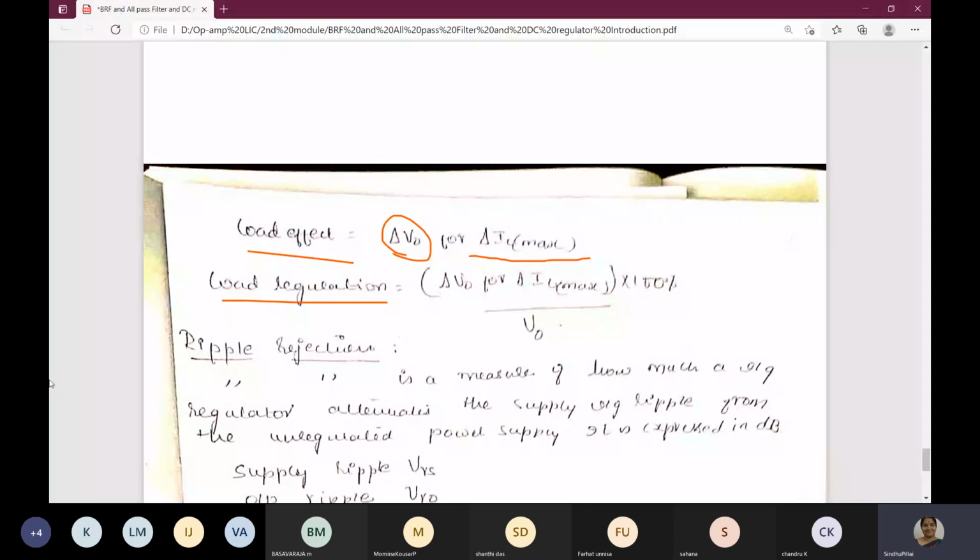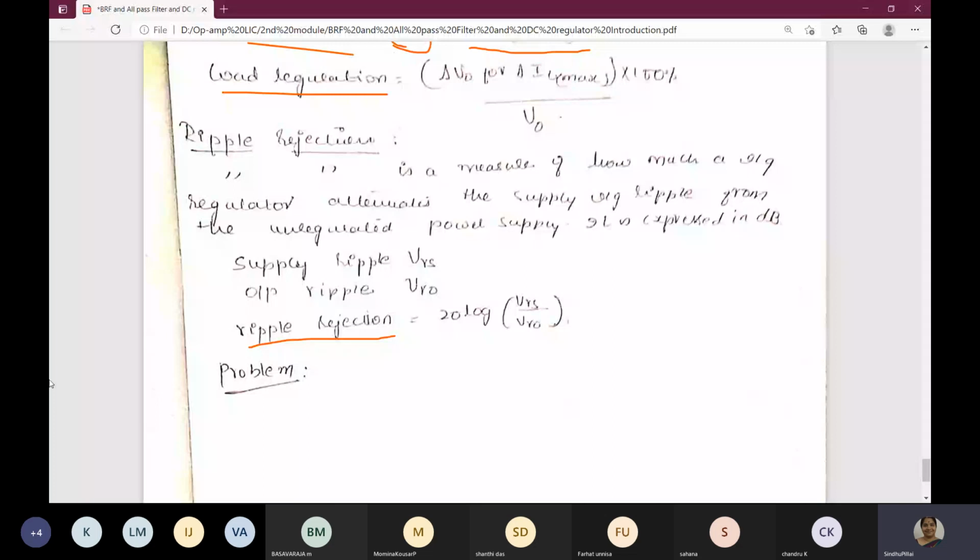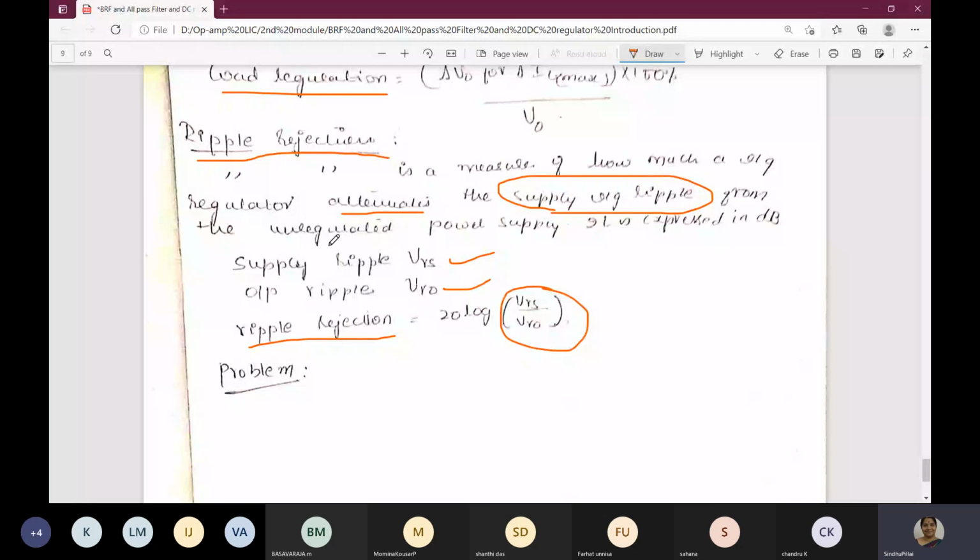So line and load regulation are very important for our DC voltage regulators. Those are two performance parameters, and the last one is ripple rejection. It is the ratio of VRS by VR0, where VRS is the supply ripple and VR0 is the output ripple. It is a measure of how much a voltage regulator attenuates the supply voltage ripple. There will be many ripples in the supply voltage, so how much can be attenuated from an unregulated power supply. It is expressed in decibels.